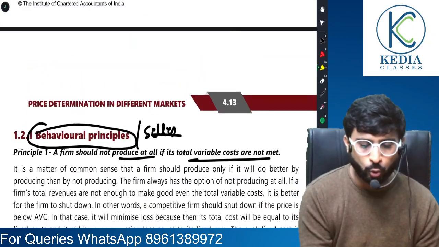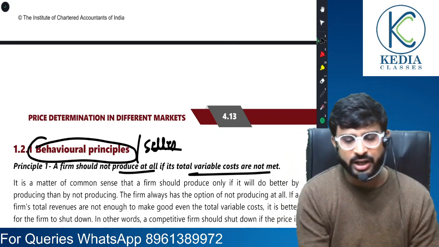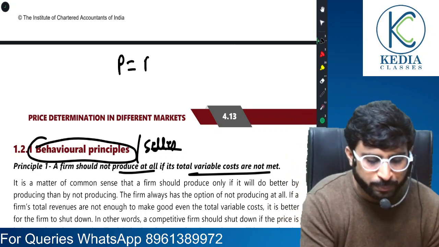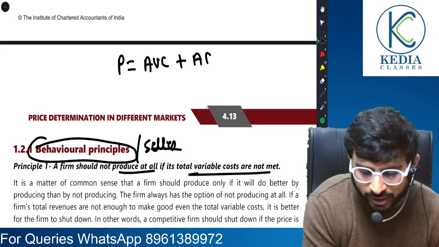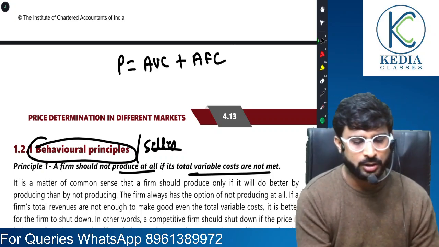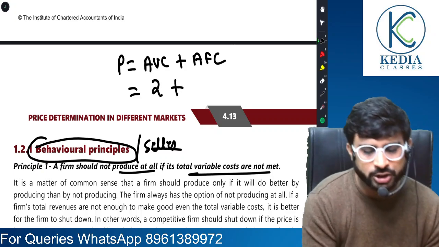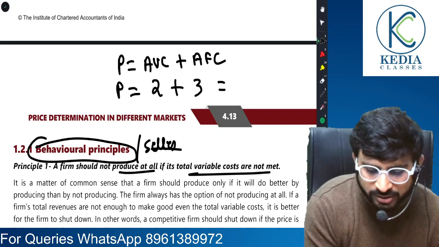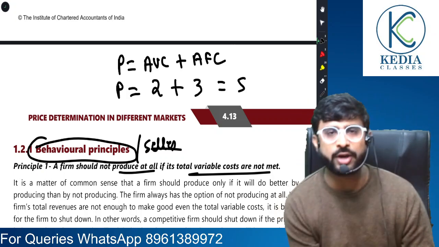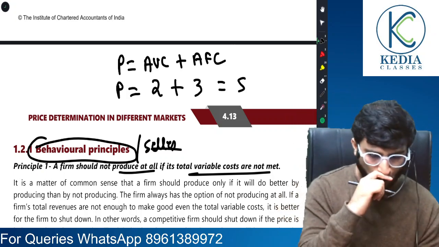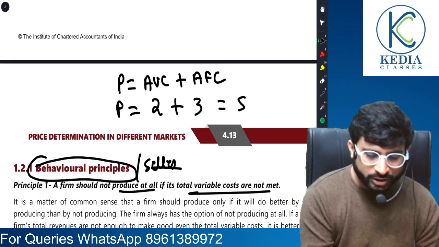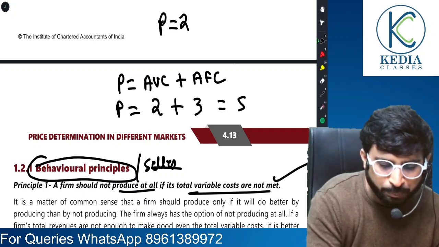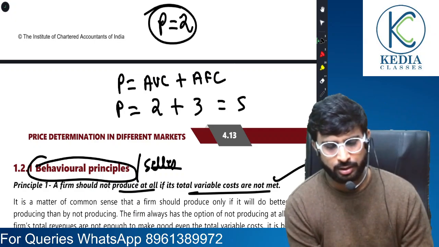Now, let me explain what is being discussed here. Friends, please try and understand. Let's say we are talking about a short run period where price is the sum of average variable cost and average fixed cost. Suppose average variable cost per unit is 2 rupees and average fixed cost per unit is 3 rupees. So my total price is 5 rupees, which ideally I should have charged to avoid any loss. Now, what this point is saying is that even if I have to sell at a price of 2 rupees, I can.